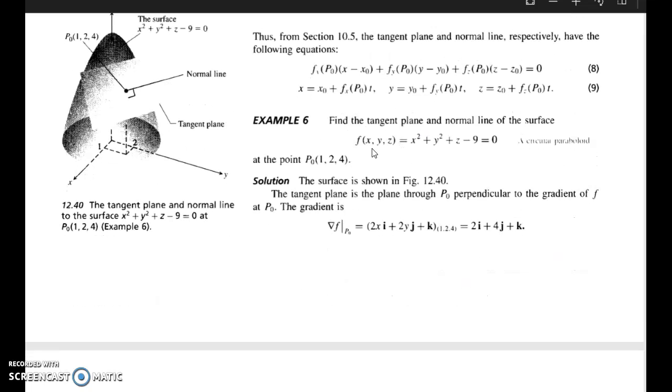Next, an example. Find the tangent plane and the normal line of the surface f of xyz equal to x square plus y square plus z minus 9 equal to 0 at the point 1, 2, 4.